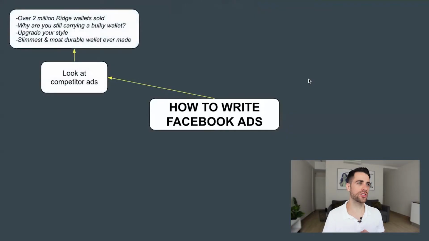And if we go back to the presentation, boom, you can see I've pulled out some for the example. So Ridge Wallet said over 2 million Ridge Wallets sold. I like that fact. That's very impressive social proof. Obviously, you can't write anything that's not true. This is a theoretical example, so we can take it, but you couldn't if you hadn't sold 2 million wallets. Why are you still buying a bulky wallet? I like that as a hook to come into things. Upgrade your style. Slimmest and most durable wallet ever made. Again, some other things that I feel like we can take into our copy.